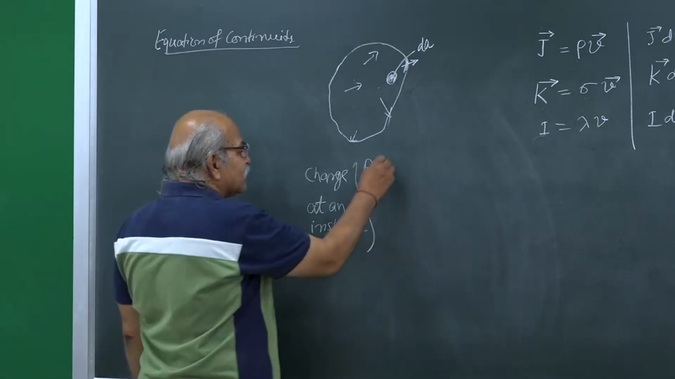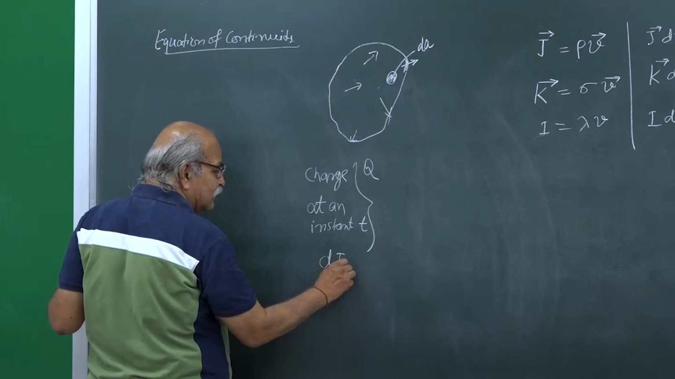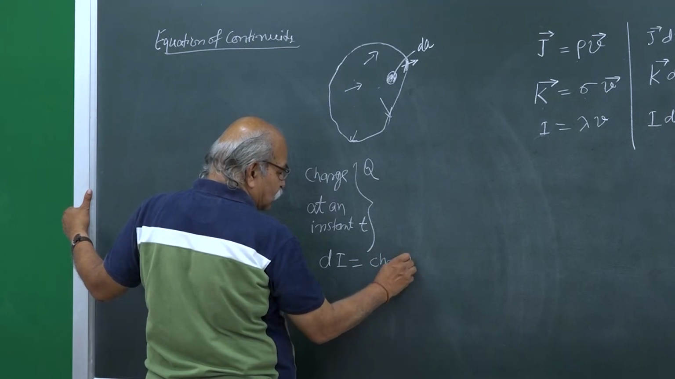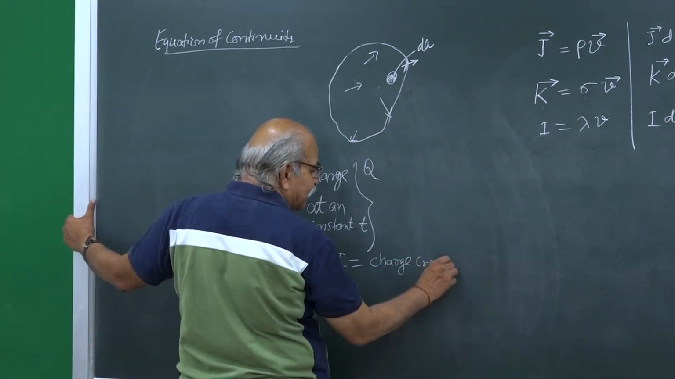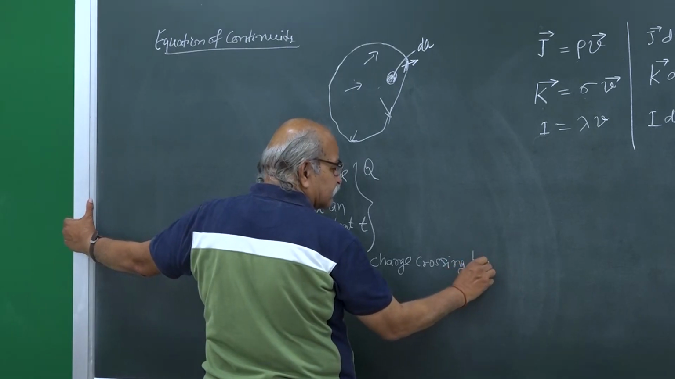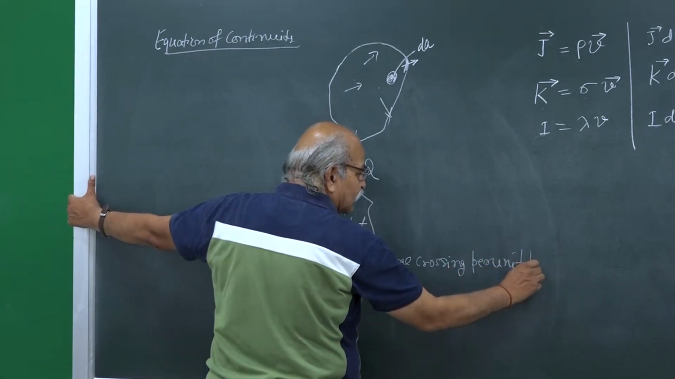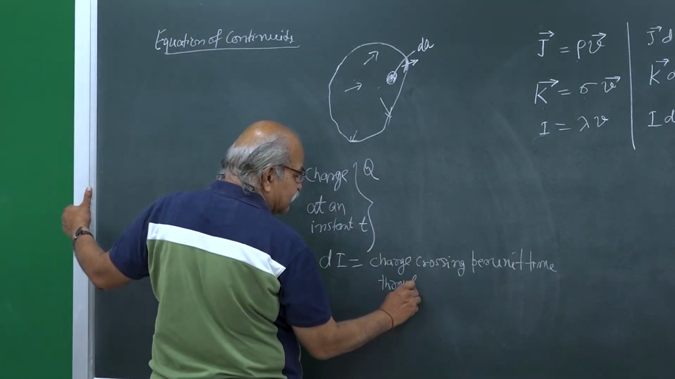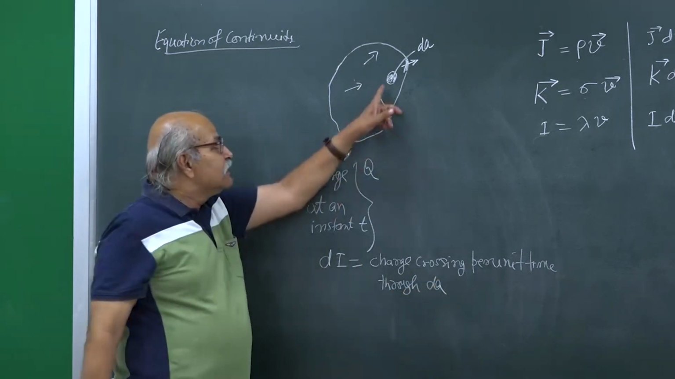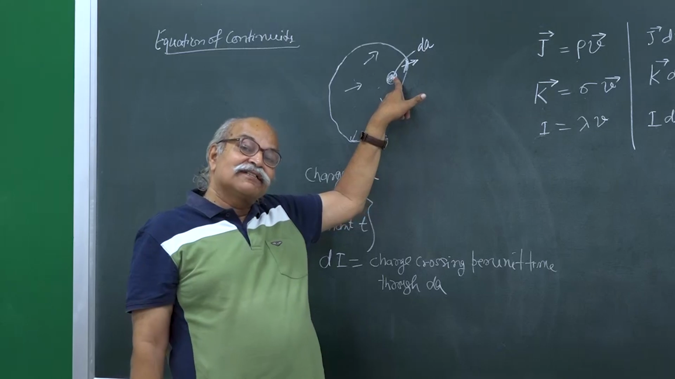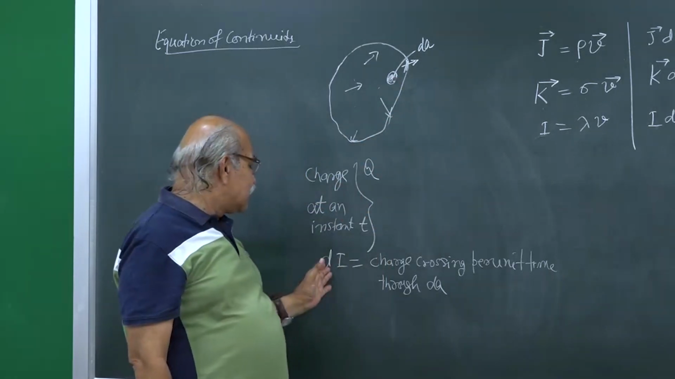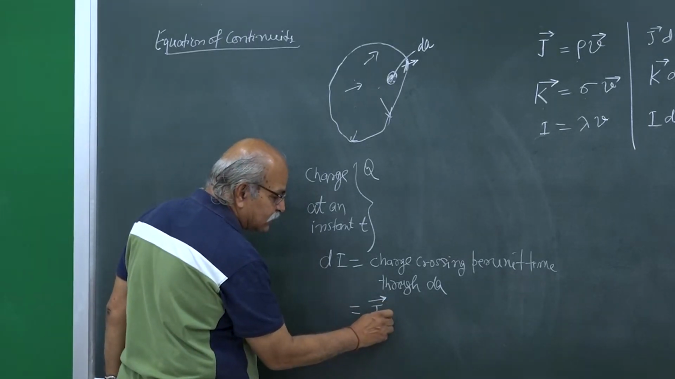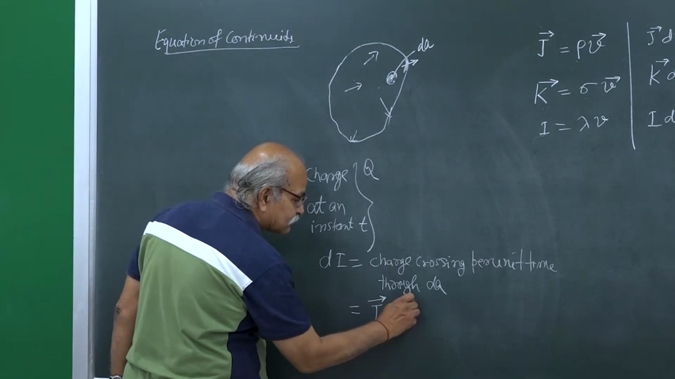So, if I call that dI, what is dI? dI is the current, or the charge crossing per unit time, that makes it current, through this particular dA that we have chosen on the surface of this volume. So, how much is that dI? That dI will be J, the volume current density, dot product with the dA vector.